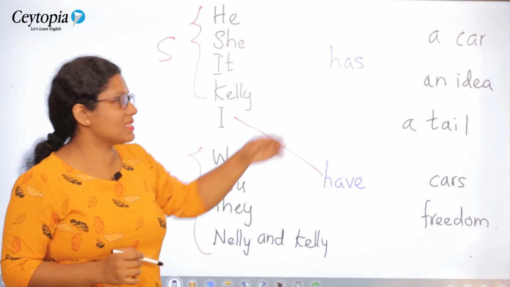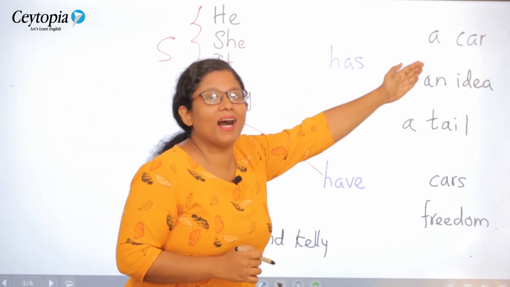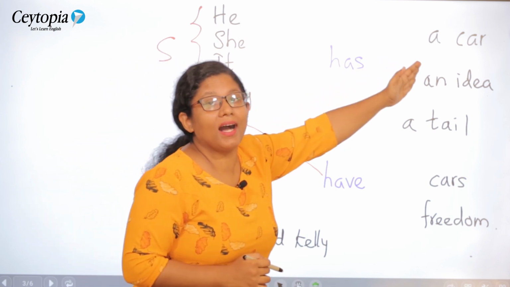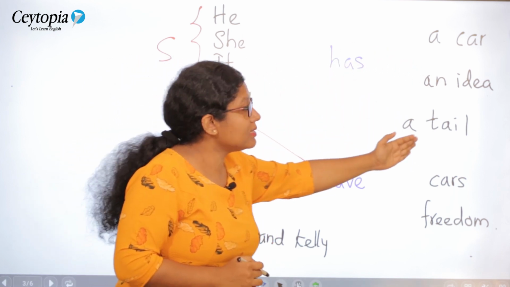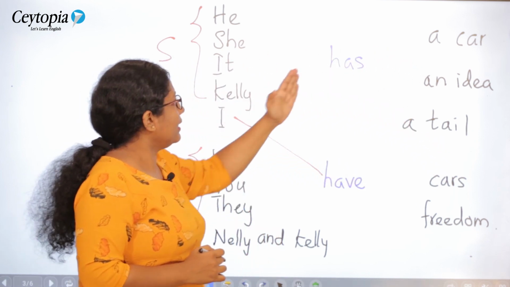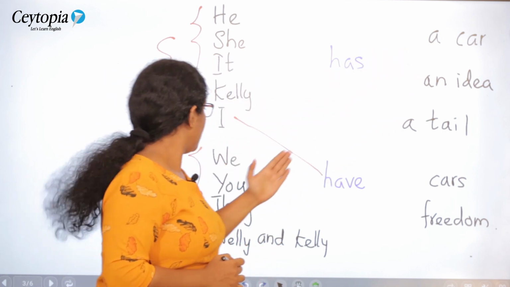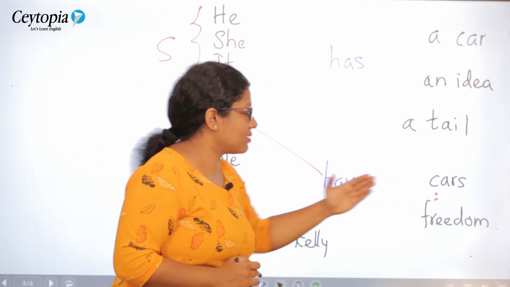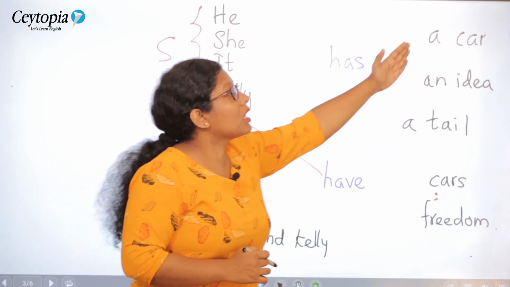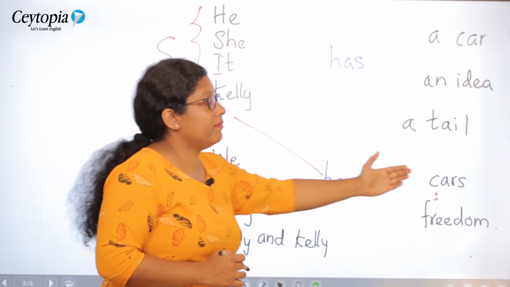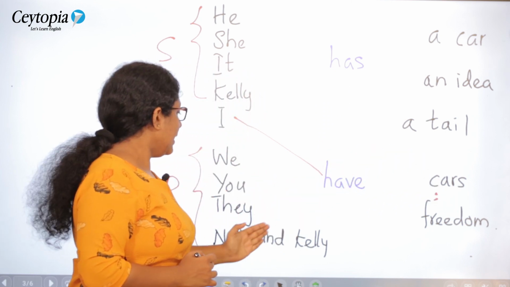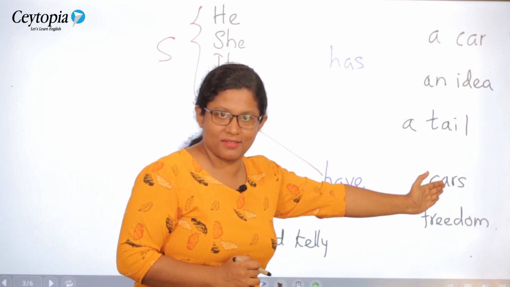Let's build sentences. He has a car. She has a car. It has a tail. Kelly has a car. I have a car. We have cars. You have a car. They have cars. Nellie and Kelly have cars.